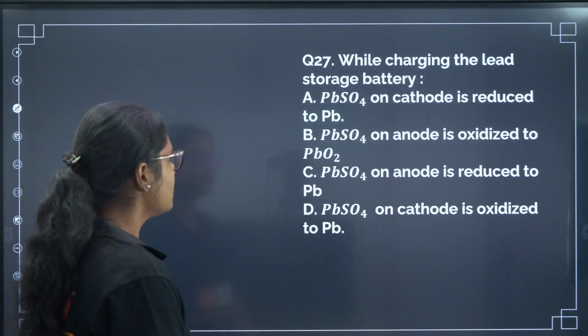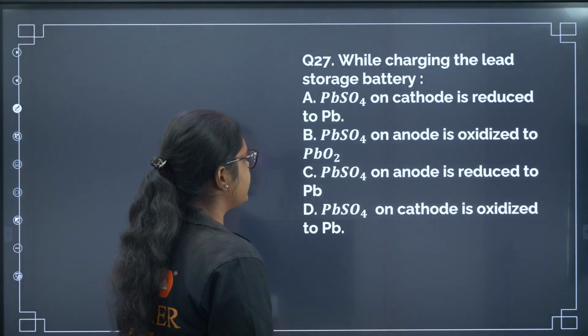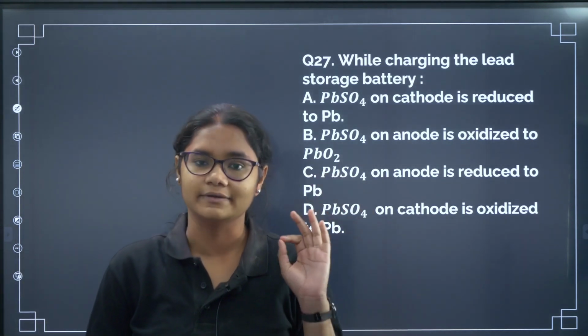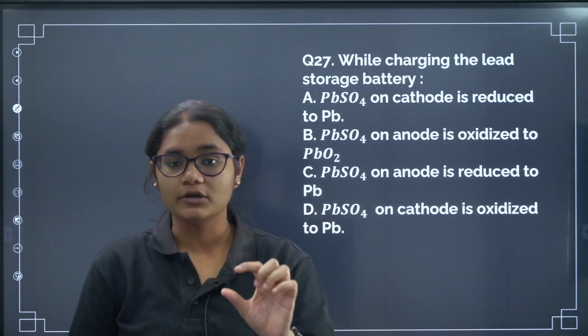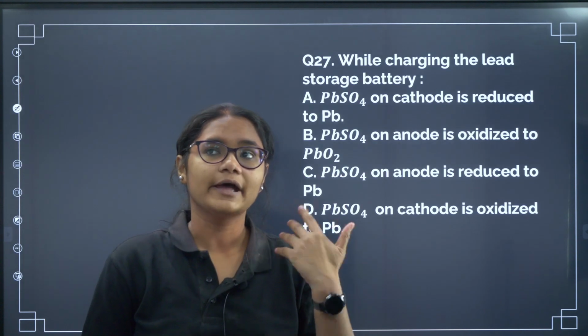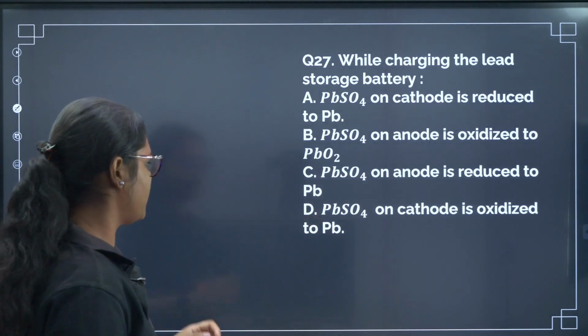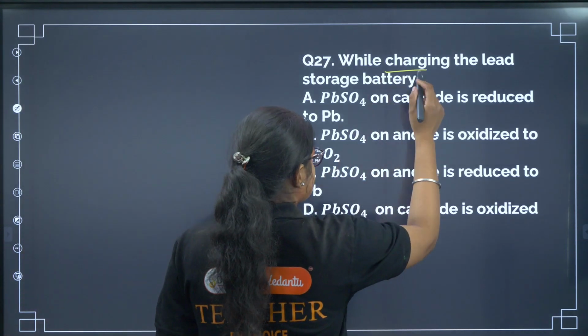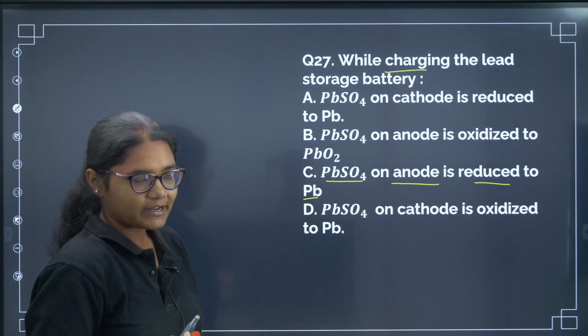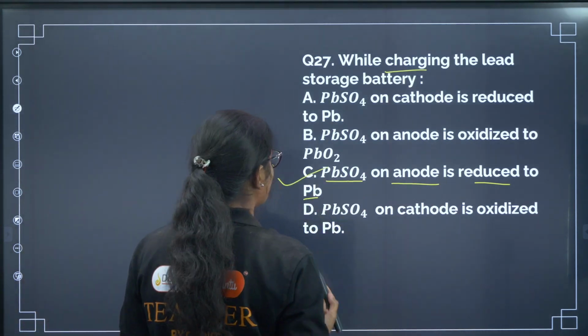Next. While charging the lead storage battery, I have told you that among all the cells, this lead battery is very, very important. You have to learn the anodic reaction and cathodic reaction for the recharging and discharging process. If you have remembered, while charging the battery, PbSO4 at the anode is reduced to Pb. Please check the reaction. The correct answer for this question is option C.